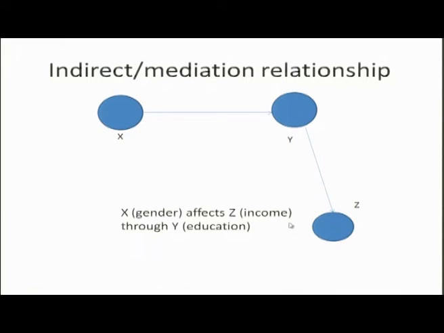Like gender affects income through education: gender affects education and education affects income. So, the relationship between gender and income is indirect, it is via education.